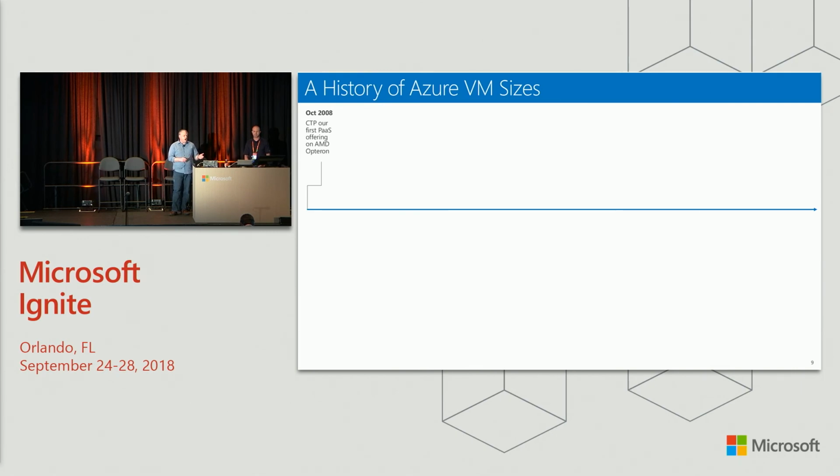So when Azure launched in 2008, as a preview in 2008, and then GA in 2010, we launched with a set of sizes: small, medium, large, and extra large. And then shortly after that, we added the extra small.